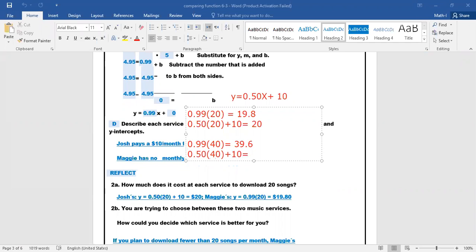30. 0.50 times 40 plus 10 will be equal how many? It will be equal 30. Did you see the big difference?